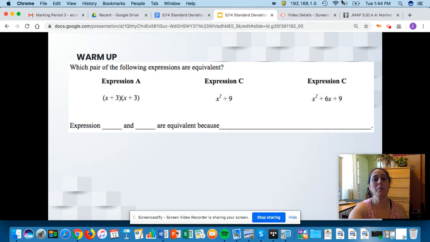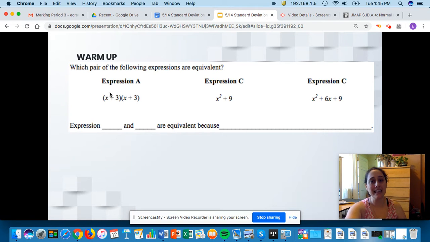But for the warm up, you should have done the box method. And if you put the factored form, right? So x plus 3 goes on the side of the box, x plus 3 goes on the top. And if you do that, you should have gotten this expression way over here. So x squared plus 6x plus 9. This is the standard form version of this.